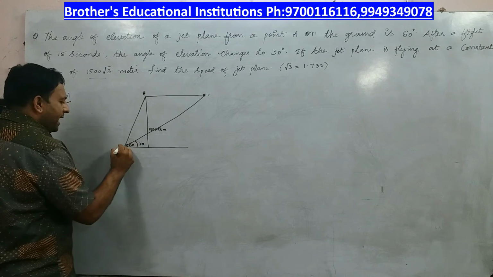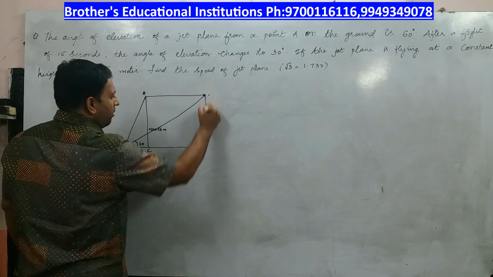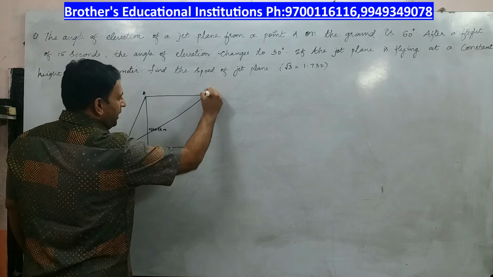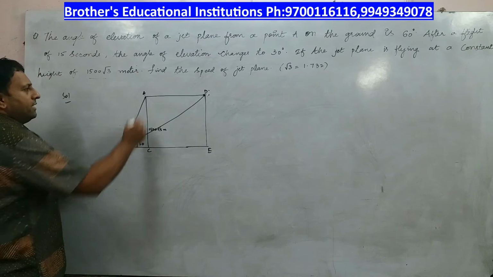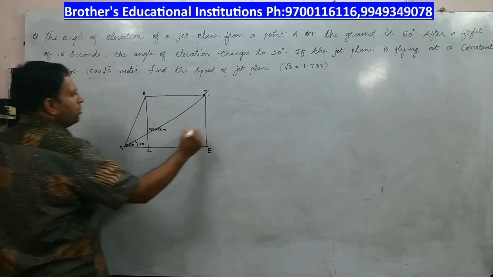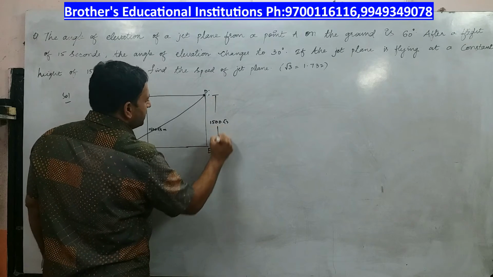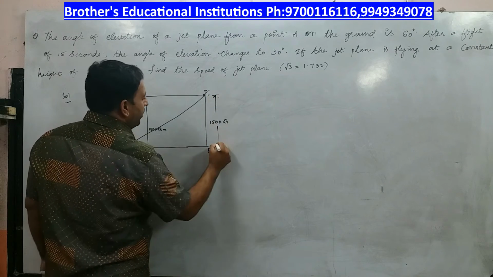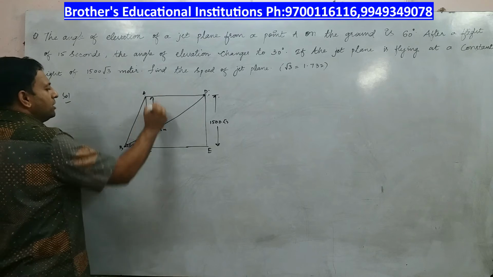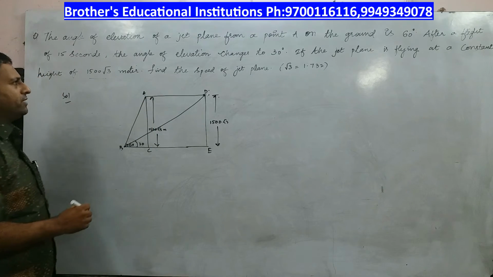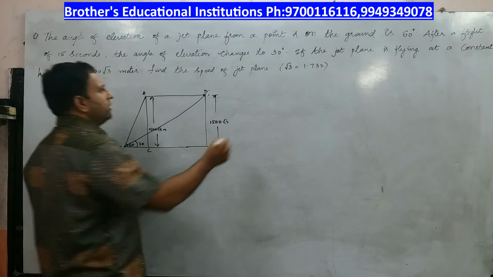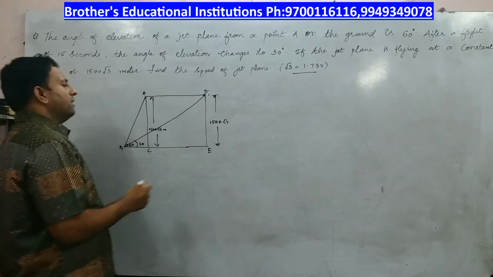So let me call this A, B, C. This is D, this is E. And this AC is equal to 1500 root 3. DE is also 1500 root 3 because the plane is going at a constant height. This height is not changing. That is something which is fixed. He is asking us to take root 3 as 1.732. That we will use.